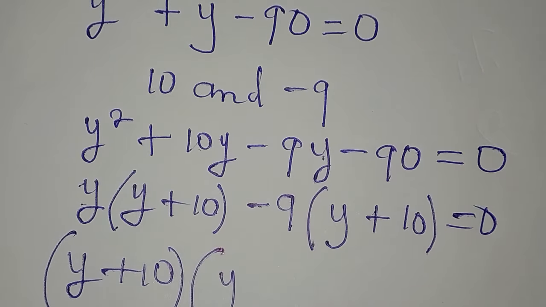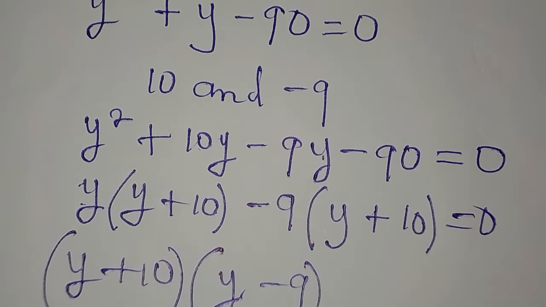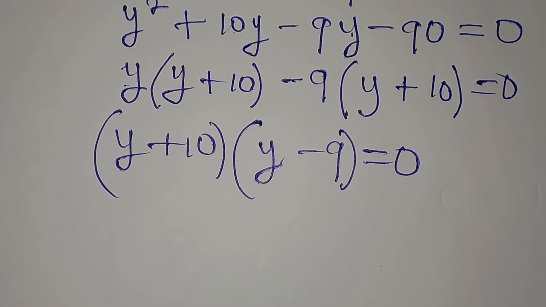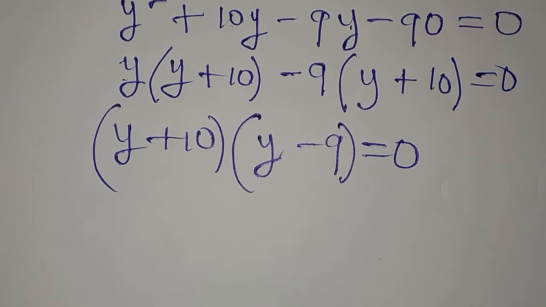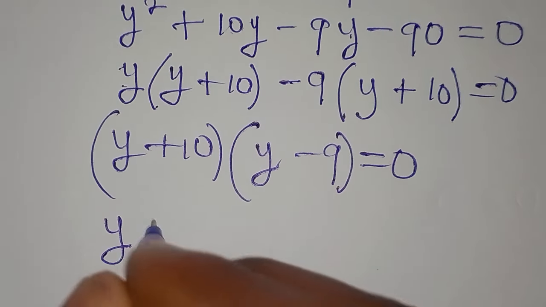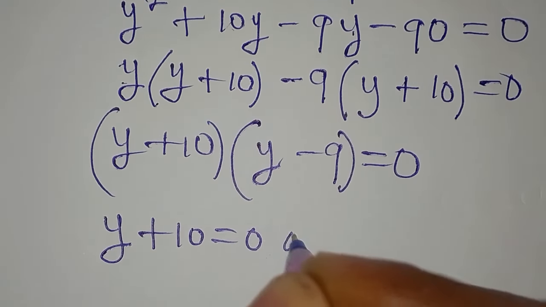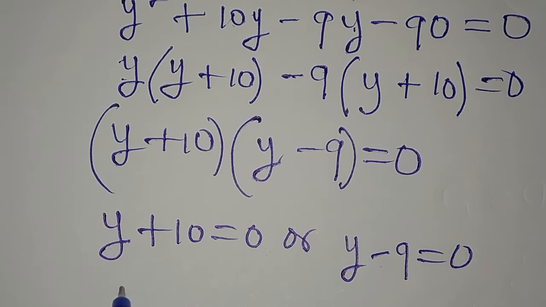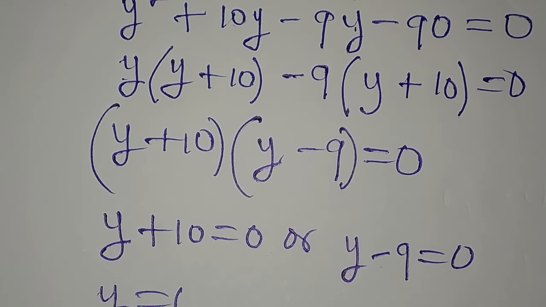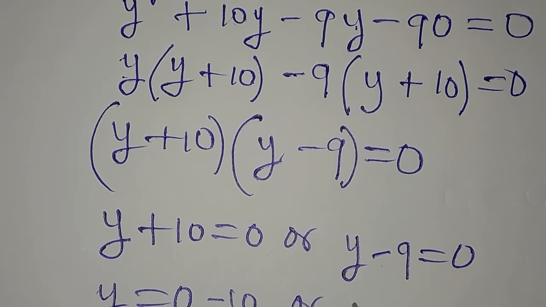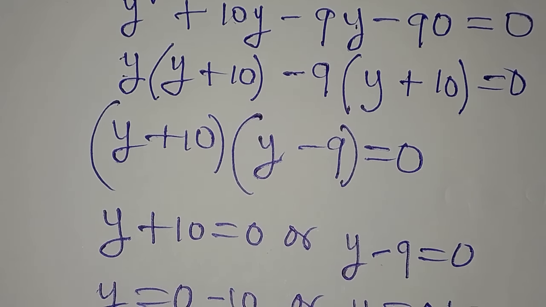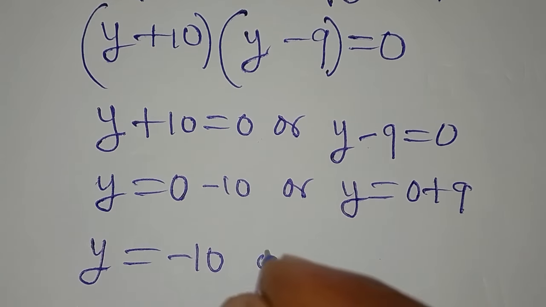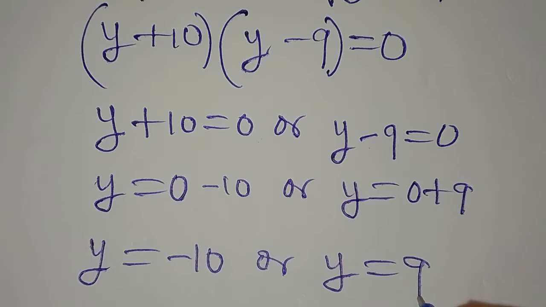Into here we have y, and here we have minus 9. Everything equals 0. Now this is the point where we apply the zero product rule, meaning that y plus 10 is either 0 or y minus 9 is 0. So from here, y is equal to 0 minus 10, or y is equal to 0 plus 9. So that y is equal to minus 10 or y is equal to 9.